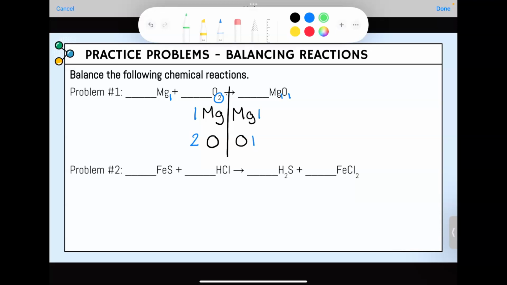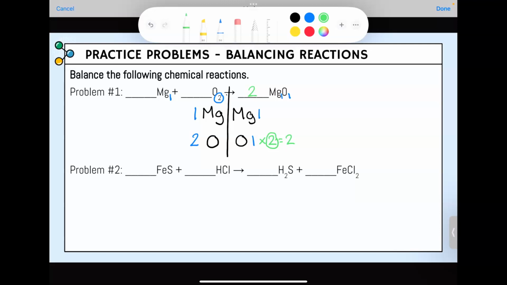Now that we know how many of each element we have, we want to get the numbers equal. Magnesiums are both 1, so that's equal, but oxygen is not equal. We have 2, and then we have 1. So to make them equal, we have to find a number to multiply by. We're going to take 1 and multiply it by 2 to get 2, because we want that to become 2 to match the reactant side. The number that we multiplied by has to go into the blank on the side we manipulated. We manipulated the product side, so it has to stay on the product side, and it's going to go here.